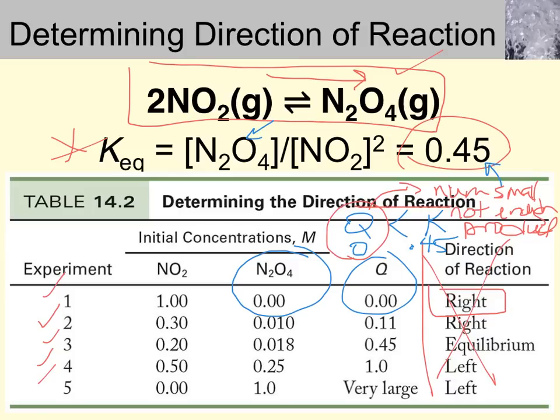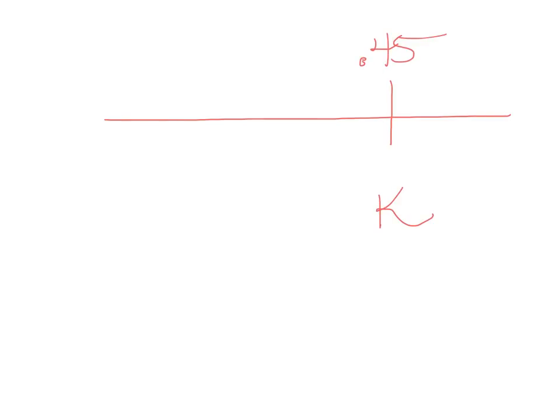So if you were to do that on a number line, we will do that now. Here's my number line, and I'm going to put K up here first. K equals 0.45, and then my value for Q. And for that first experiment, Q was 0, okay?